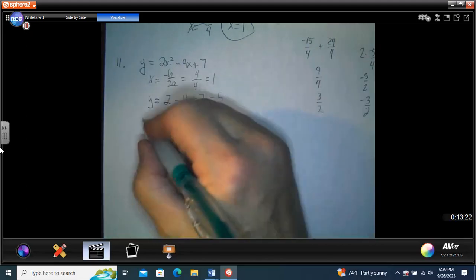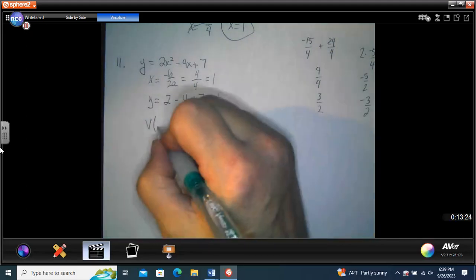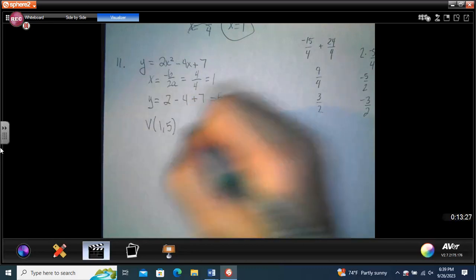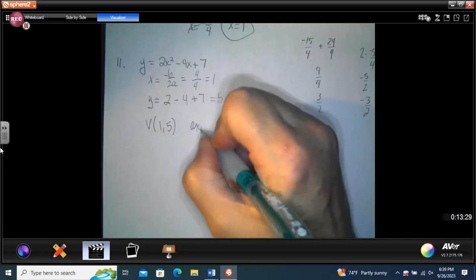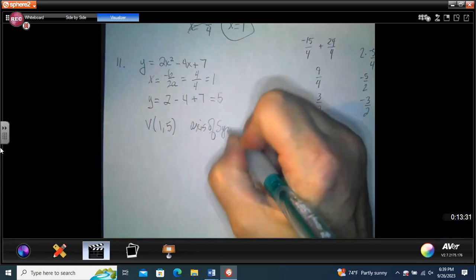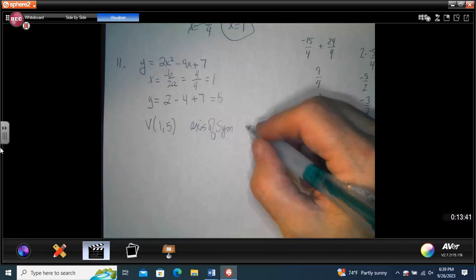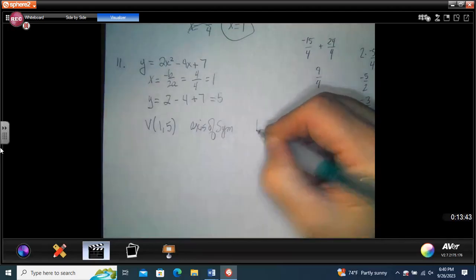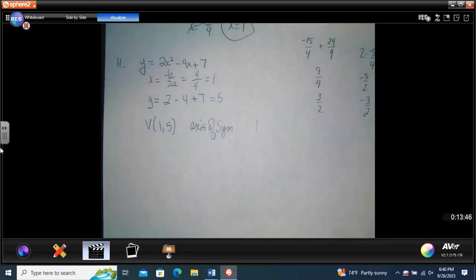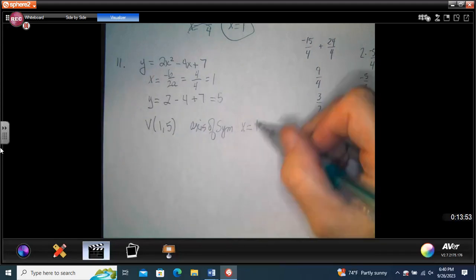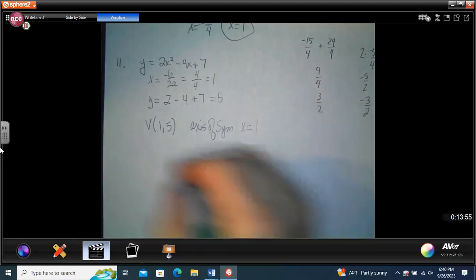And lo and behold, my vertex is (1, 5). Which means my axis of symmetry... In the quiz that we just took today, because I'm doing this on Tuesday, the day we took that quiz, some of you just put the axis of symmetry as 1. Remember, it's the equation of a line, and it's the equation of a vertical line, so it is x equals 1. It will never be just the numeral, okay?